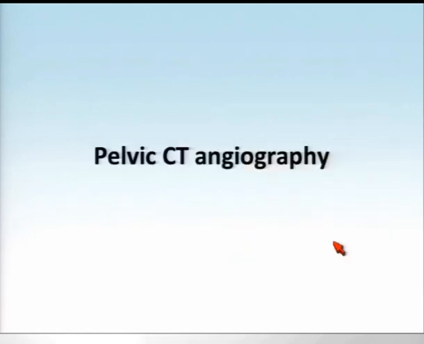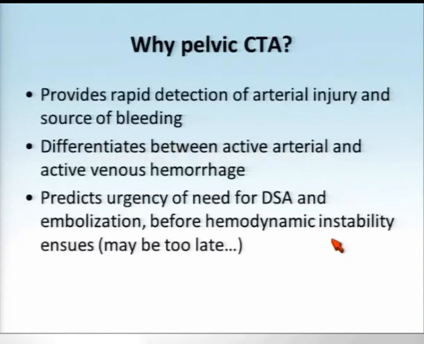Let's move on to discuss pelvic CT angiography in trauma. And why should we consider this practice? It provides a rapid detection of arterial injury and identifies the sources of hemorrhage in this patient population. And maybe importantly for management in these injuries is that it may effectively differentiate between significant active arterial and venous hemorrhage. And it will help us predict the urgency of the need for DSA and embolization.